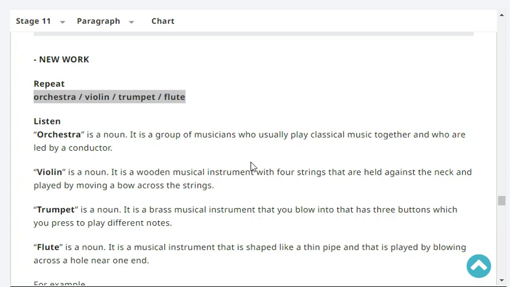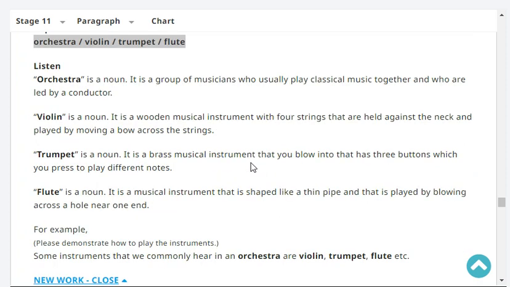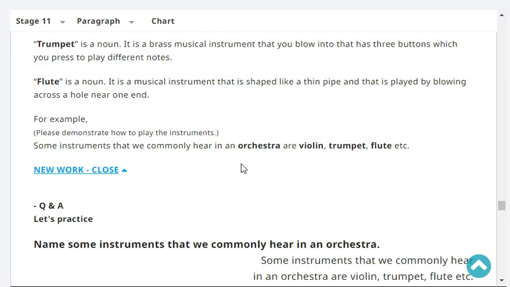Violin is a noun. It is a wooden musical instrument with four strings that are held against the neck and played by moving a bow across a string. Trumpet is a noun. It is a brass musical instrument that you blow into that has three buttons which you press to play different notes. Flute is a noun. It is a musical instrument that is shaped like a thin pipe and that is played by blowing across a hole near one end. For example, some instruments that we commonly hear in an orchestra are violin, trumpet, flute, etc.